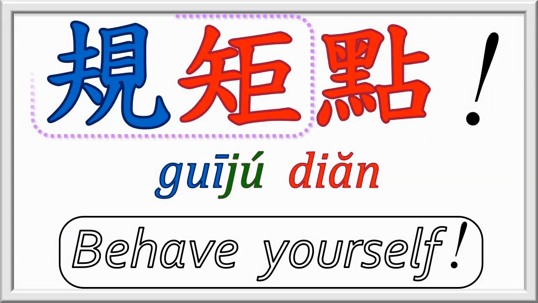Arcs and angles, or circles and squares, naturally enclose and restrict whatever is inside them. So these two characters together, 规矩, mean a rule or established practice, or describe someone who's well-disciplined or well-behaved, literally restricting themselves within limits. 规矩点, behave yourself. Notice that 一点 is often reduced to just 点 with no change in meaning.